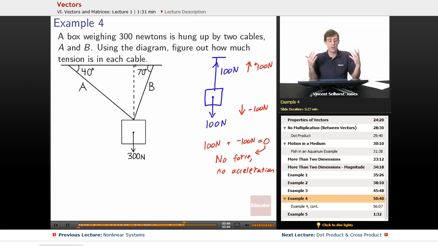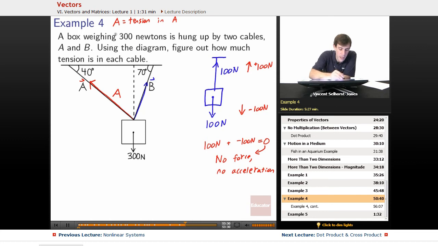So now we need to talk about these cables. We can think about A as being a vector pulling out and away because it's pulling up on that box, right? Otherwise it'd be helping the box fall. So this is some vector A, and it has some force tension. We'll say A is equal to the tension in A. And we'll do the same thing over here with B. So now we've got some vector B, and B will be the amount of the tension in B, so how much it's being pulled up by.